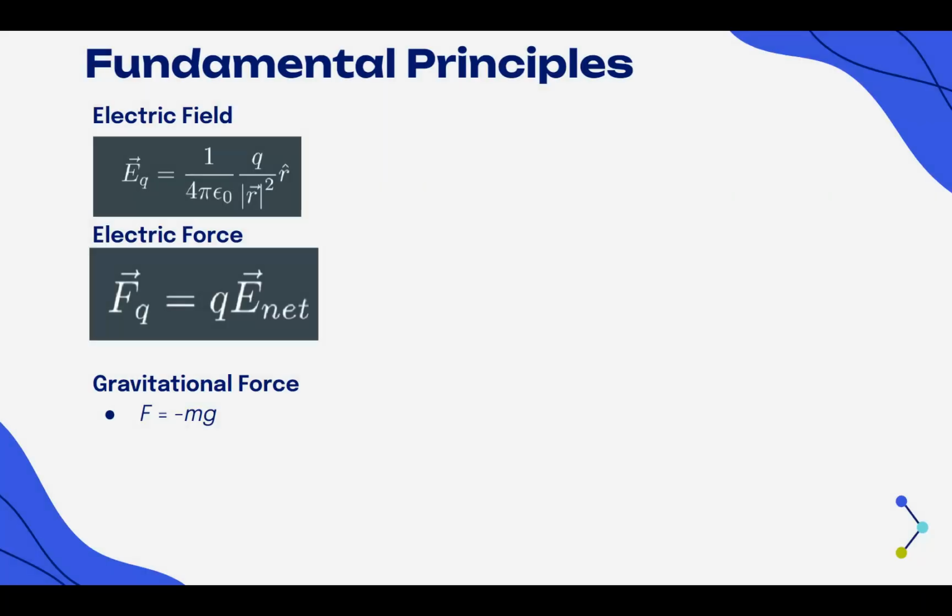The first fundamental principle that is vital for this experiment is the electric field equation, which states the electric field is equal to K times the charge divided by the magnitude of distance squared times the distance unit vector. Additionally, we use the electric force formula, which has the force equal to the charge of the particle times the electric field. Lastly, there's the gravitational force, equal to the negative of mass times gravity. All of these formulas were vital for determining what the charge of the tapes were.